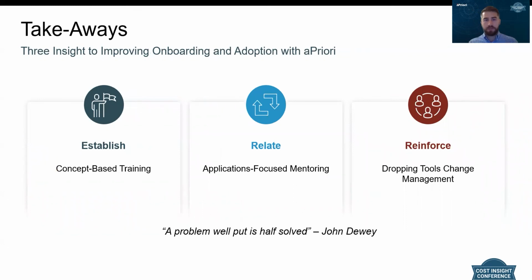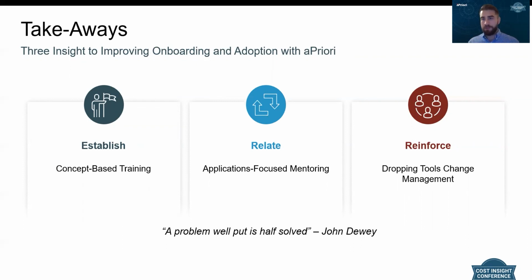So takeaways, I just want to leave you guys with a parting thought as we wrap up here. A little quote from philosopher and education legend, I guess, John Dewey. He said, a problem well put is half solved. And so thinking about that, I think it sums up what we're talking about here pretty well.